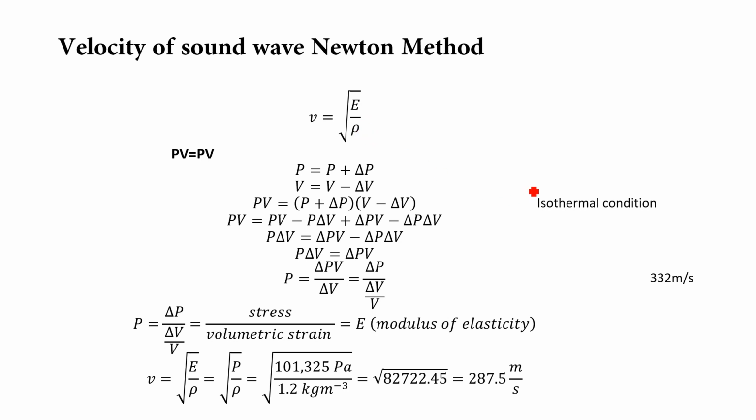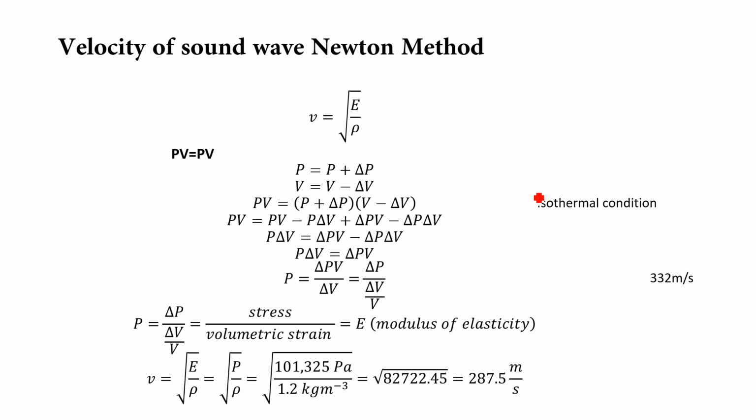But Newton assumed an isothermal condition and he derived the velocity of sound wave to be equal to 287.5 meter per second, which does not agree with the experimentally calculated value, which is 332 meter per second. After Newton, Laplace used a correction and he correctly determined the value of sound in a medium. Now let's discuss the Newton method.